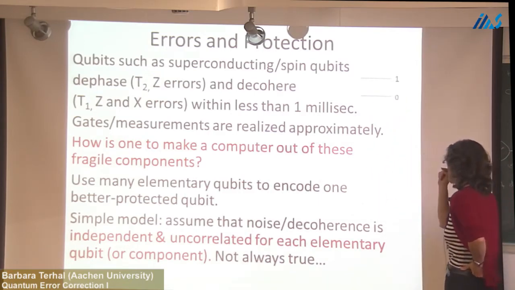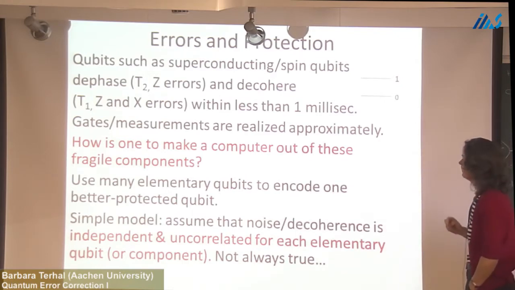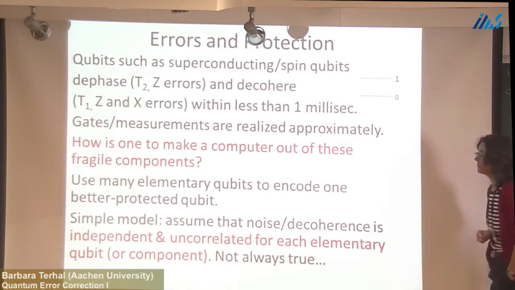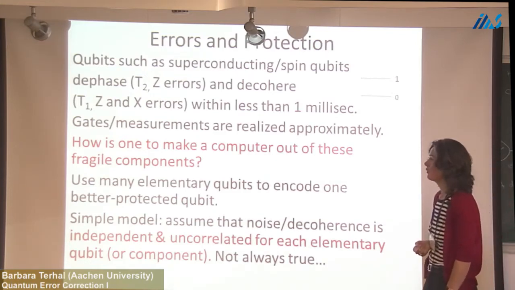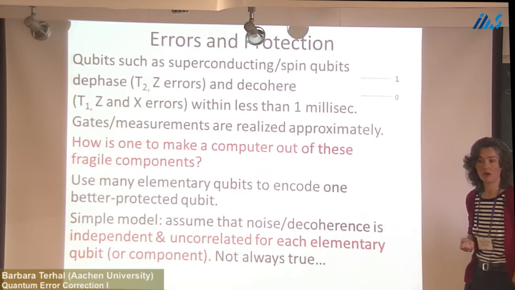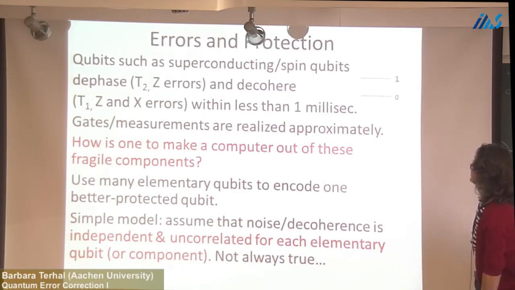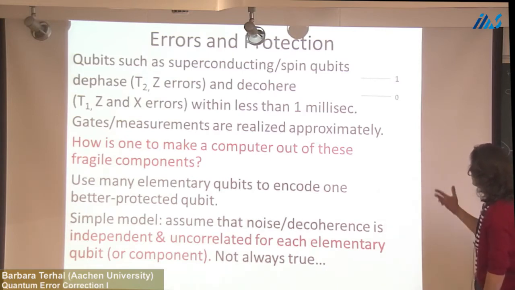And I'll come to this discretization of errors in a moment more. Of course, all gates and measurement are also realized approximately. So the question that came up very early in this area is how we make a computer out of these faulty components. This is a question that von Neumann asked in the 50s when we didn't have very reliable classical computers. And it asked about the theory of fault tolerance.